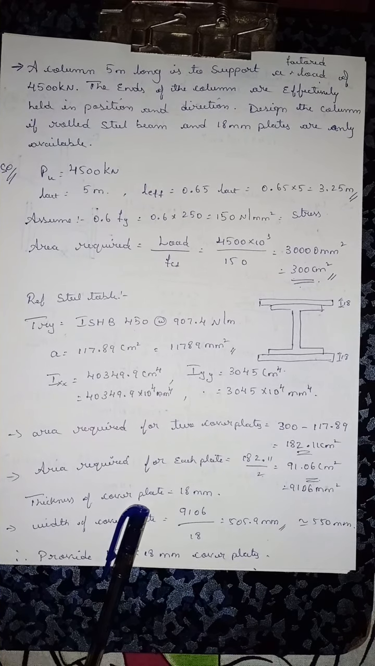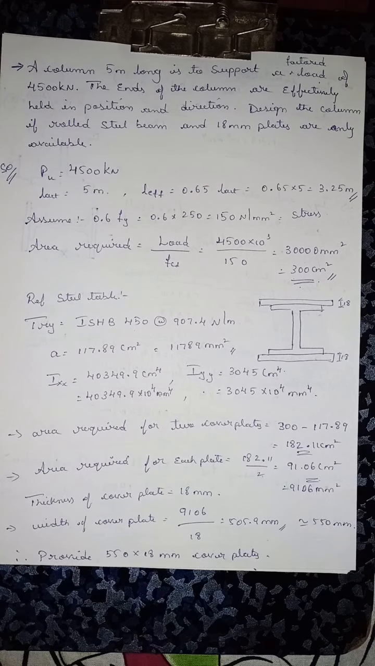Next we'll go for the next problem. A column 5 meters long is supported a factored load of 4500 kilonewton. The ends of the column are effectively held in position and direction. Design the column in rolled steel beam and 18 mm plates, which are only available. That means with the I section you need to design for 2 plates again.